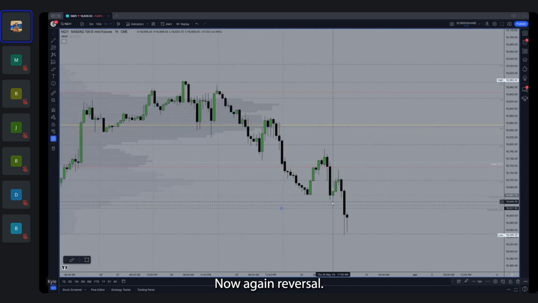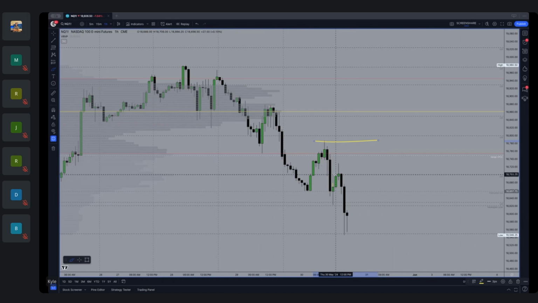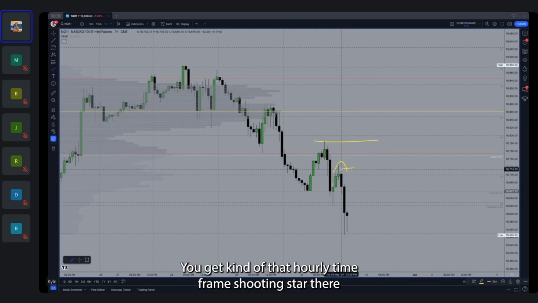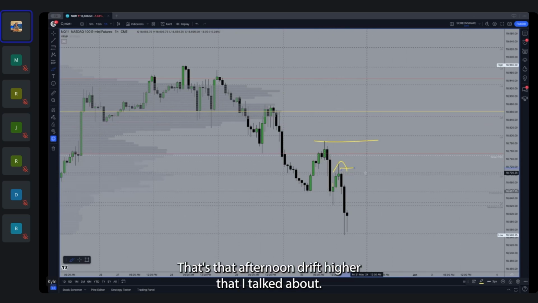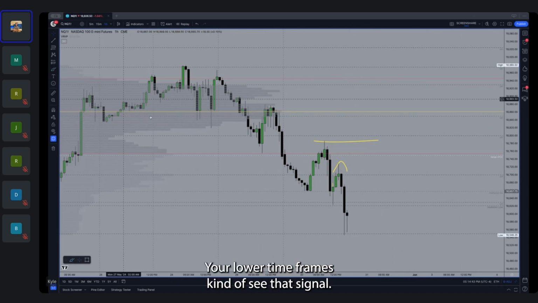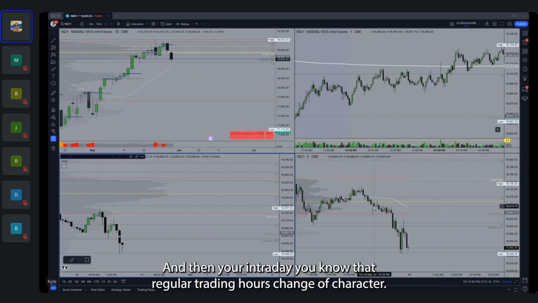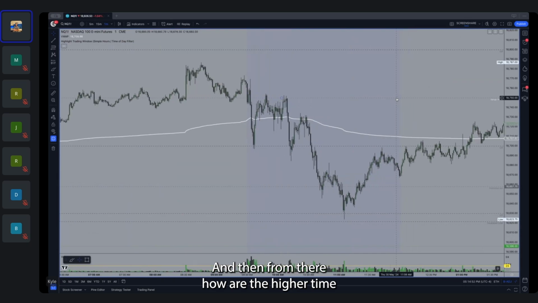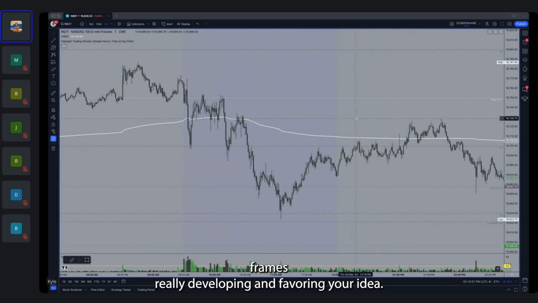Now, again, reversal. All right, I need on the hourly price up through this high. You get that hourly time frame shooting star there, and it's time to short again. That's that afternoon drift higher that I talked about. So fold in location, your lower time frames, see that signal, and then your intraday, that regular trading hours change of character. And then from there, how are the higher timeframes really developing and favoring your idea?